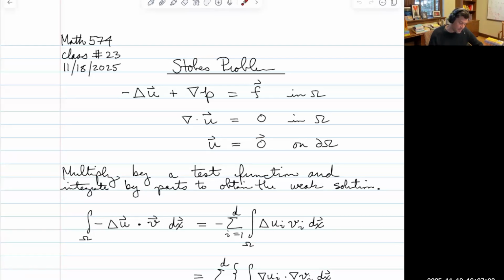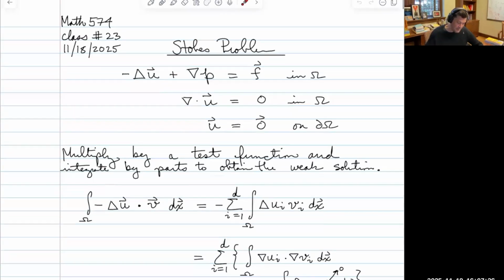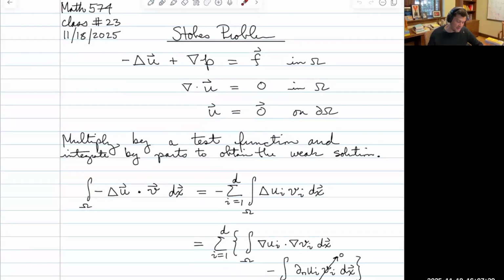So the Stokes problem is we're looking for a velocity and a pressure that satisfy this equation when I'm given some forcing function f. This is what is called the divergence-free condition, and this is what we call the no-slip boundary condition. So the first thing we want to do when we meet this Stokes problem is to rewrite it in the weak formulation, because that's the formulation that makes sense for us for developing finite element methods.